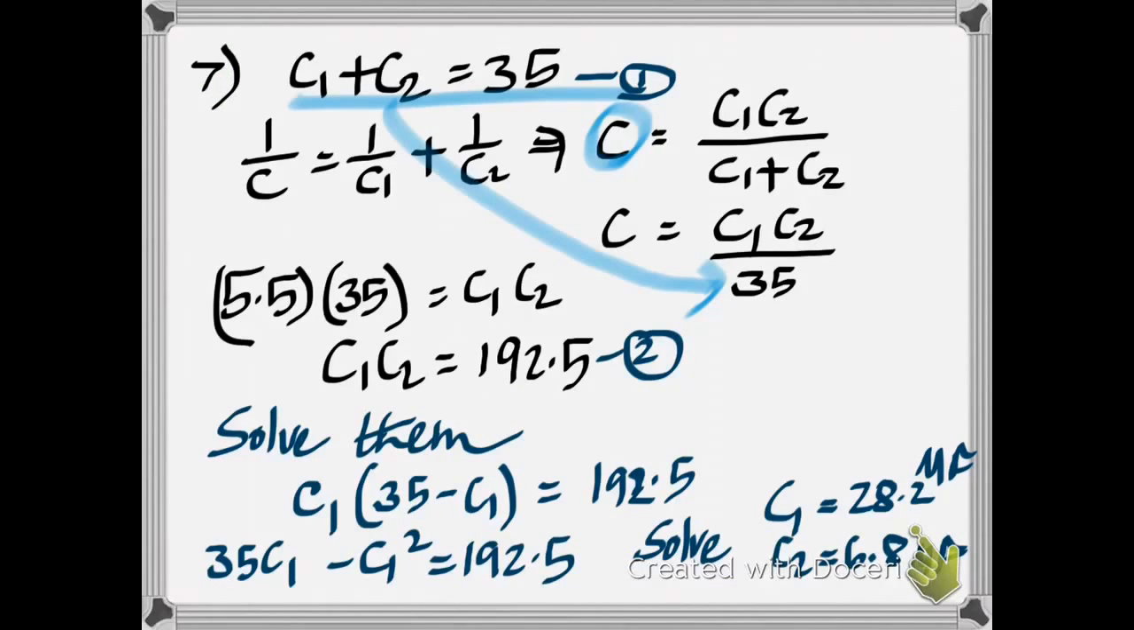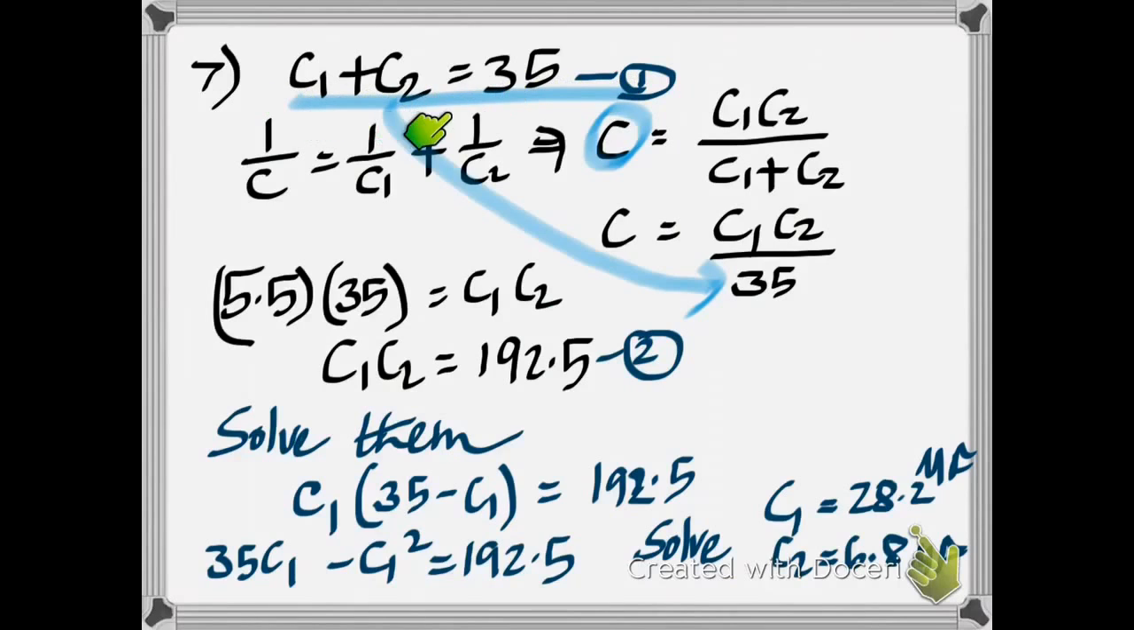In the seventh question, two capacitors when connected in parallel produce 35, and when they are put in series with each other they give 5.5. So you see the two equations, and this one can be written as C is equal to product divided by the sum, and we can substitute for C1 plus C2 as 35, and then when you rearrange you get the product as 192.5.